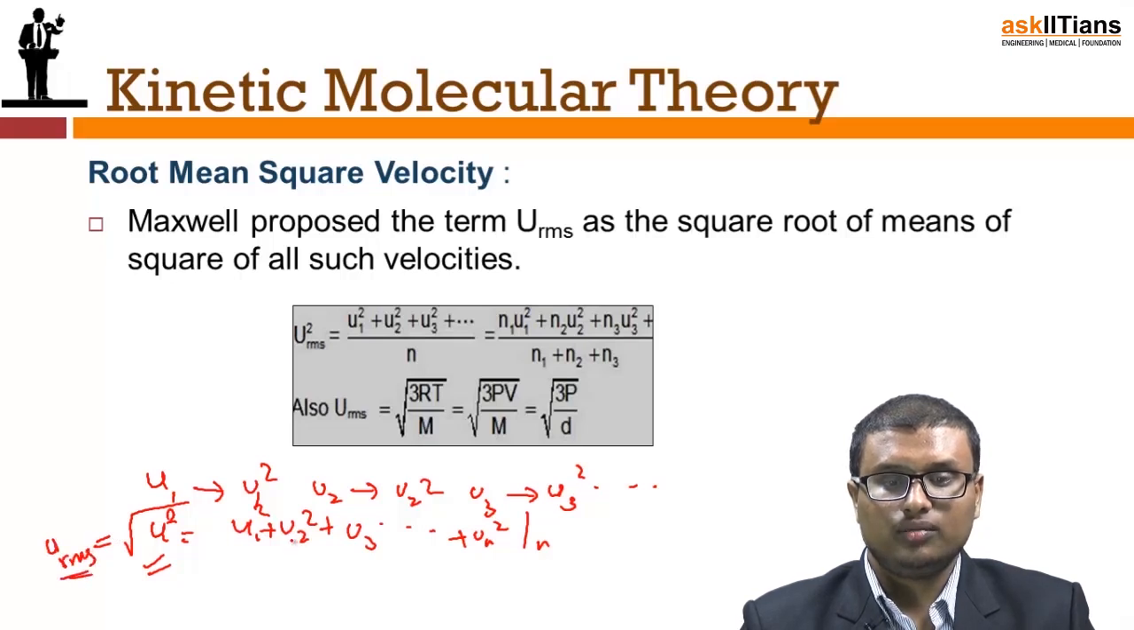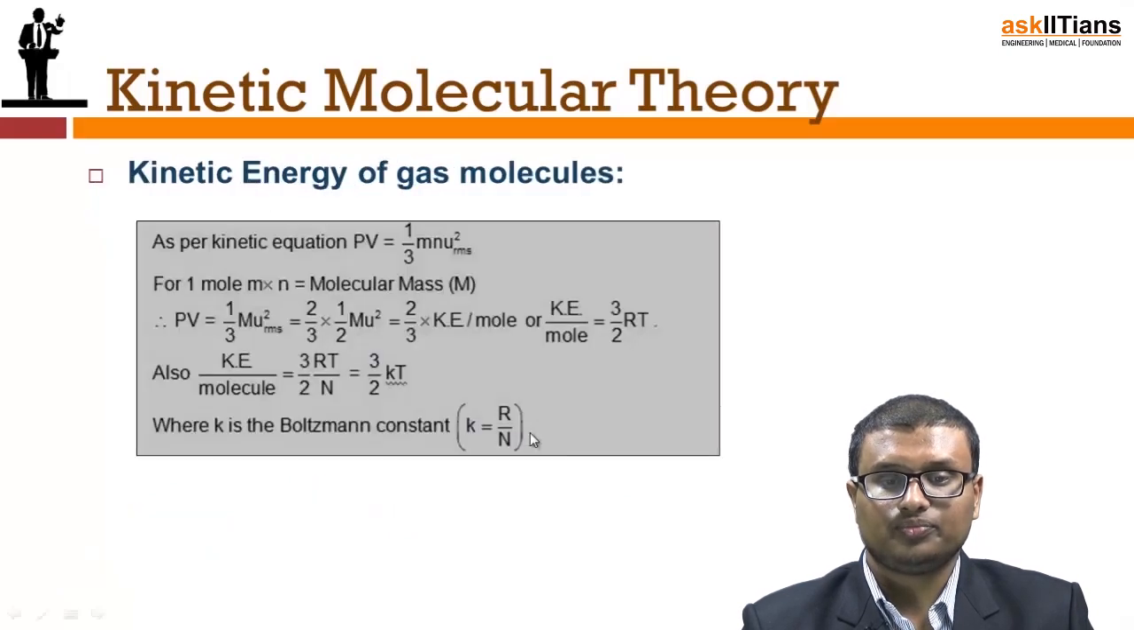So it is the root of the mean of the square of the velocities. So square root of the mean of the square of all such velocities. So you can see here that URMS is the square root of u1 square plus u2 square plus u3 square, by n, or URMS is root 3RT by M, or root 3PV by M.